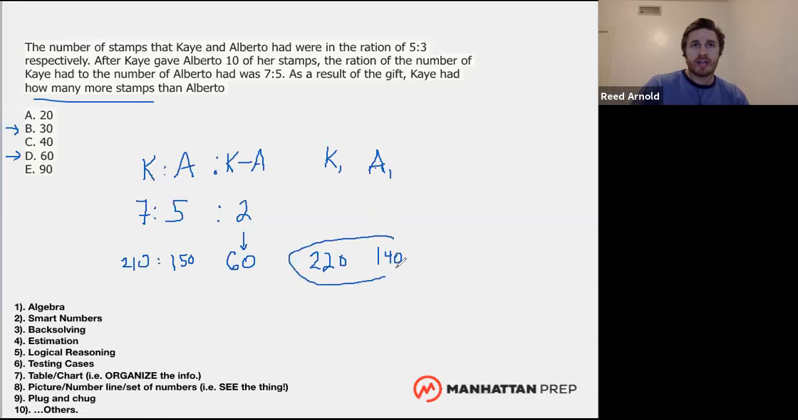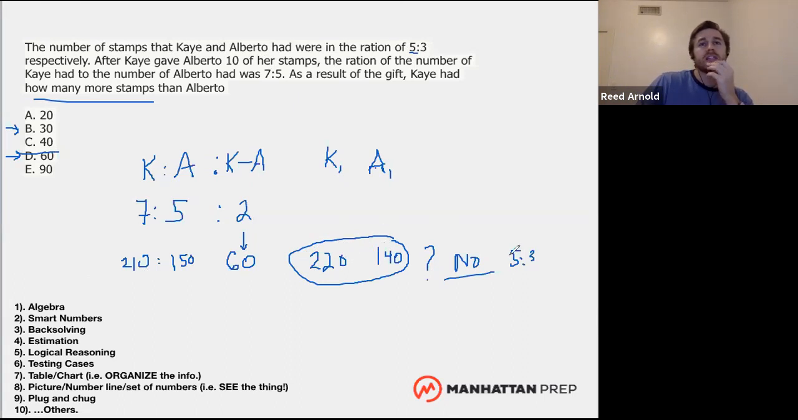And what's the question I ask about 220 and 140 right now? Is this a 5 to 3 ratio? Very good, JD and Deepak, yeah. Is this a 5 to 3 ratio? No, it is not 5 to 3. Because that's what I'm told. I'm told it was originally 5 to 3. And so this is not an answer choice. This is not correct.